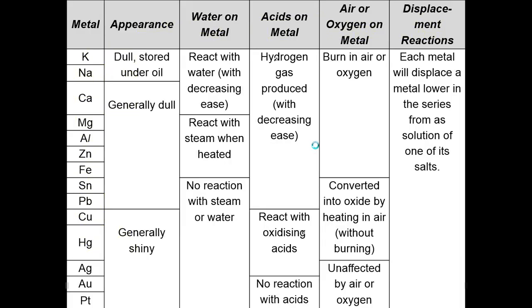And this table here summarizes some of the reactions we've just gone through. The first one is the appearance of metals. This one was covered in the earlier topics of chemical bonding. This is the reaction of water with the metals. As you notice, as it goes down the series, it reacts with decreasing ease. Eventually, when it hits the bottom, there's no reaction with steam or water.